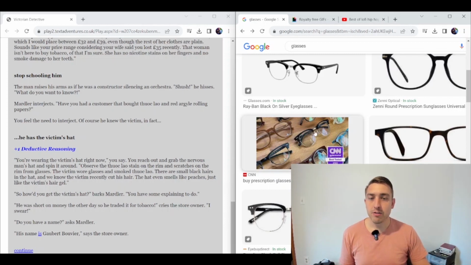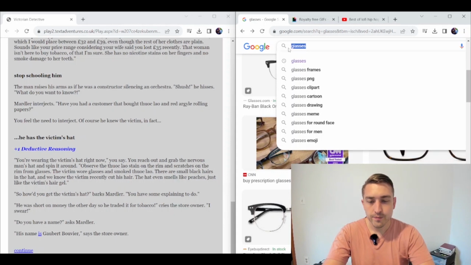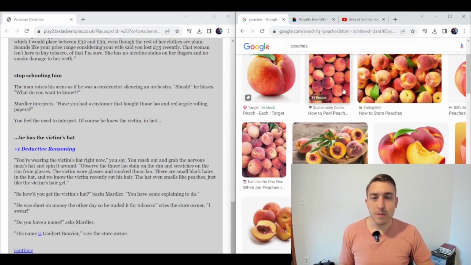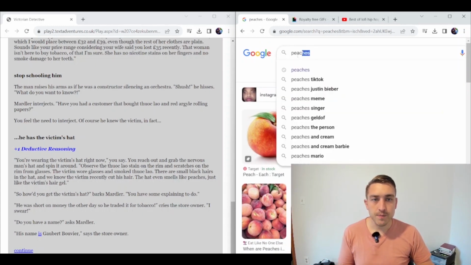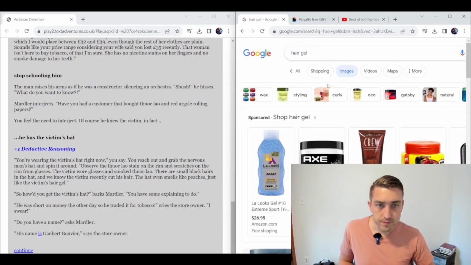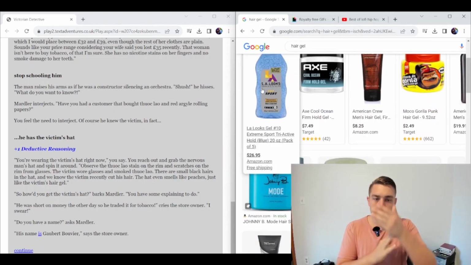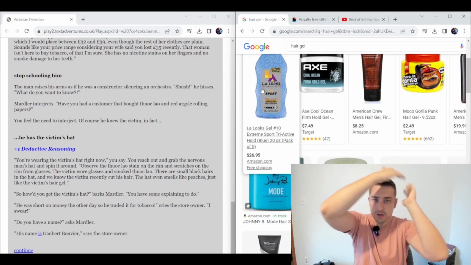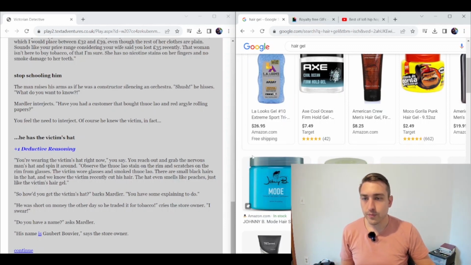The hat even smells like peaches, just like the victim's hair gel. Hair gel is something you can use to make your hair stand up or go to the side or whatever you need.